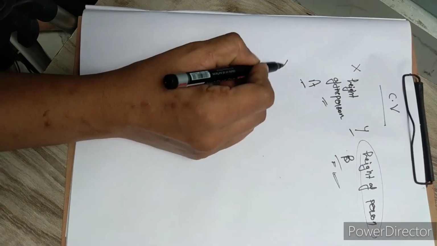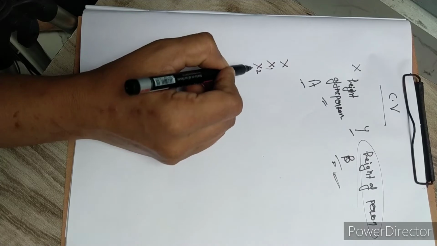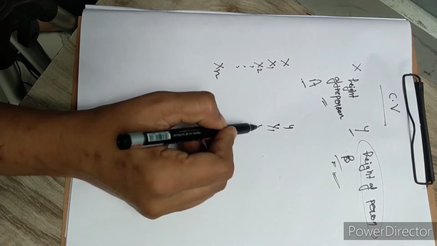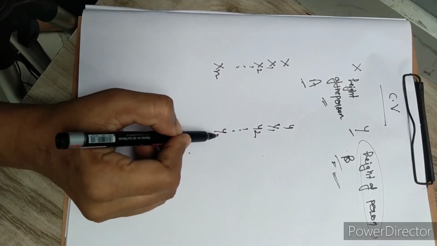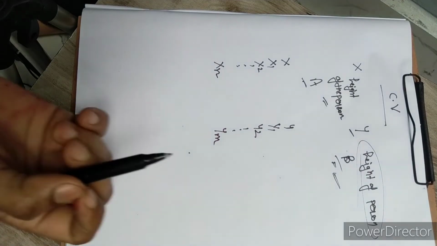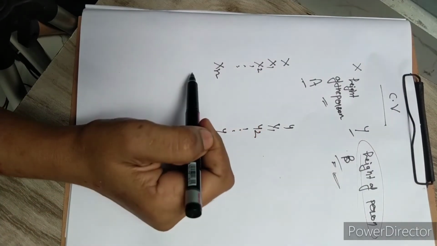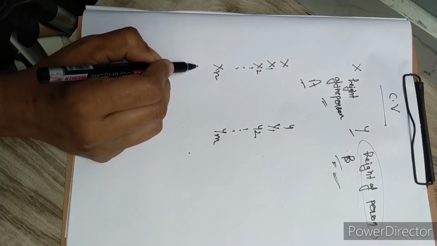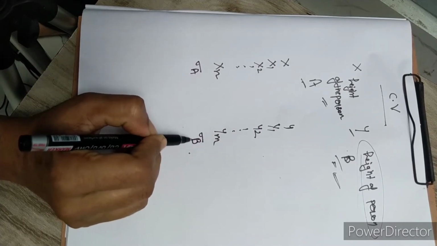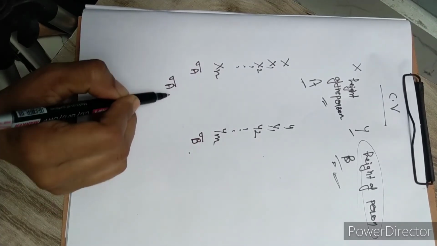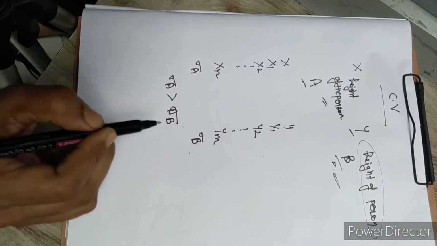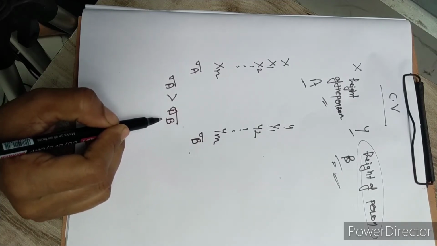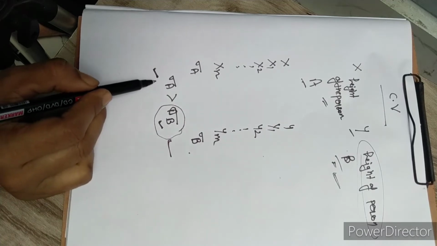Then we have some data like x1, x2 up to xn, and y1, y2 up to ym. Simply, we calculate the standard deviation of series A and the standard deviation of series B. The standard deviation of these series we can write as sigma A and sigma B. If sigma A is greater than sigma B, then we conclude that the dispersion of series A is greater than B, and series B is more consistent than series A.